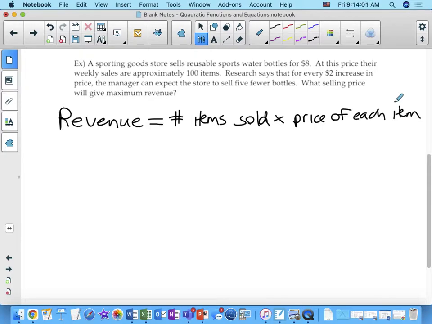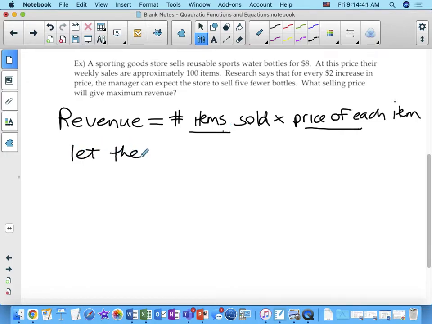Okay. Now, the research shows that every time you increase the price by $2, this goes down. So if we make one of the variables price, we're going to have a problem because when this goes up, this goes down. So we can't make the other variable price. What we have to make the other variable is the number of times we increase the price by 2, because that affects both the price of each item and the number of items sold. Okay, so we're going to introduce a variable.